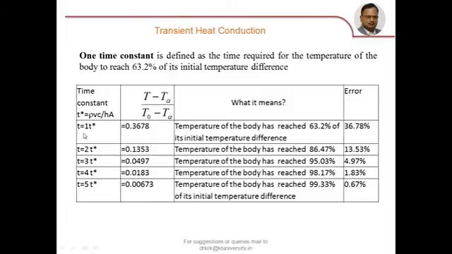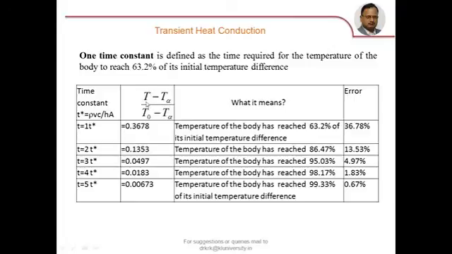So if you choose time equal to 3 T stars, then T minus T alpha by T naught minus T alpha becomes 0.0497. If you choose the time T equal to 5 times T star, T minus T alpha by T naught minus T alpha will become 0.00673. What does it mean? The temperature of the body has reached 63.2% of its initial temperature difference.